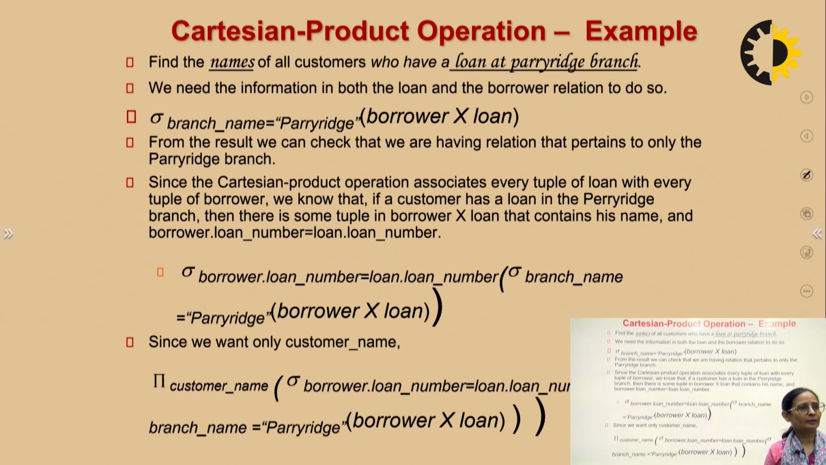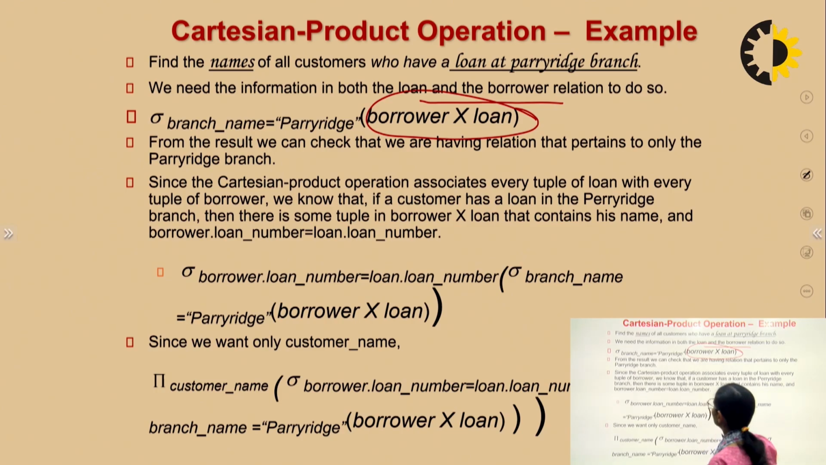Another example, find the names of all the customers who have a loan at Ridge branch. So we need the information in both the loan and the borrower relation. So what we have done, branch name Ridge, but we have taken the Cartesian product of two relations, that is borrower and loan. So from the result, we can check that we are having a relation that pertains to only the Ridge branch. So here what I am having, associates every tuple of a loan with every other tuple of the borrower.